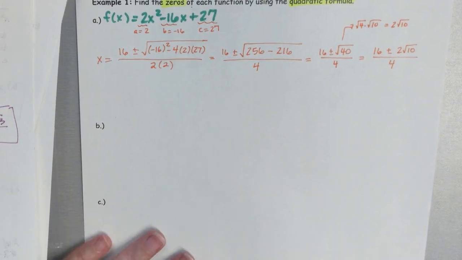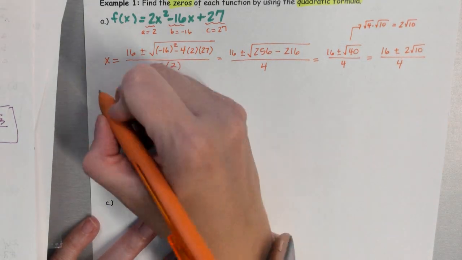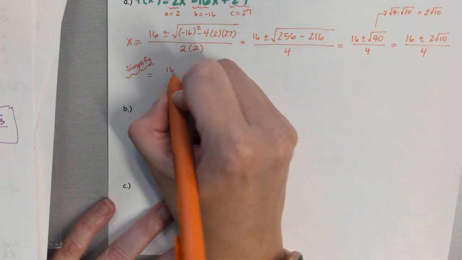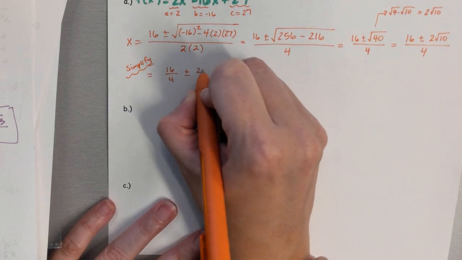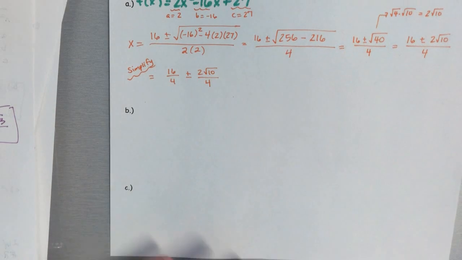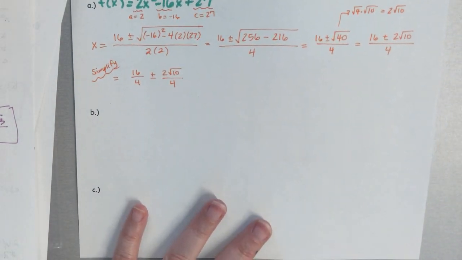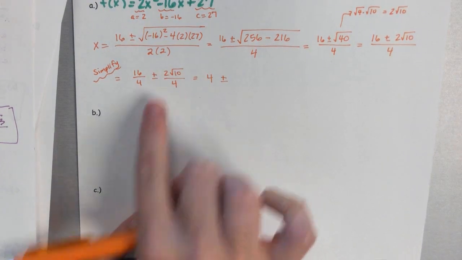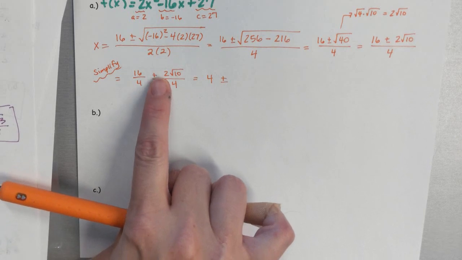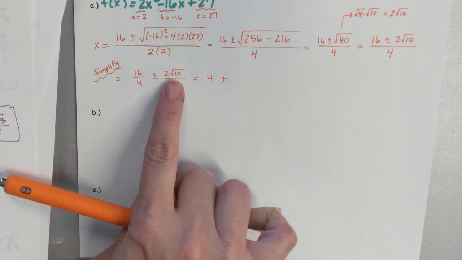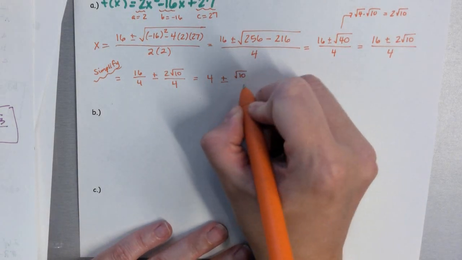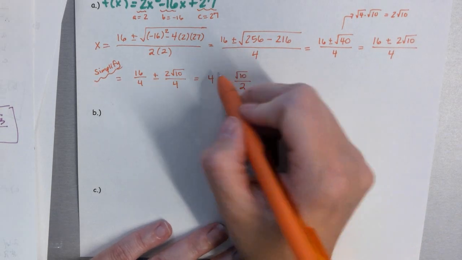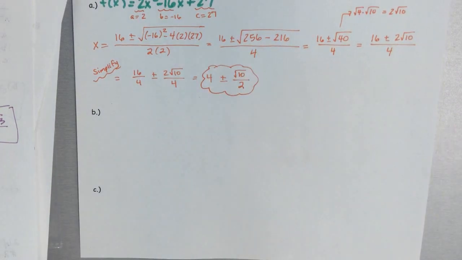Once you get here, now we're going to separate these into 2 terms. Now is where we simplify. So this is 16 over 4 plus or minus 2 root 10 over 4. When I say simplify, you're really just reducing the fractions or performing the division. So 16 divided by 4 is going to be 4. And for 2 and 4, 2 over 4 reduces to 1 over 2. But I don't want to write 1 root 10. 1 times root 10 is just what? 1 times anything is just itself. So this is just root 10 over 2. And that is my final answer.